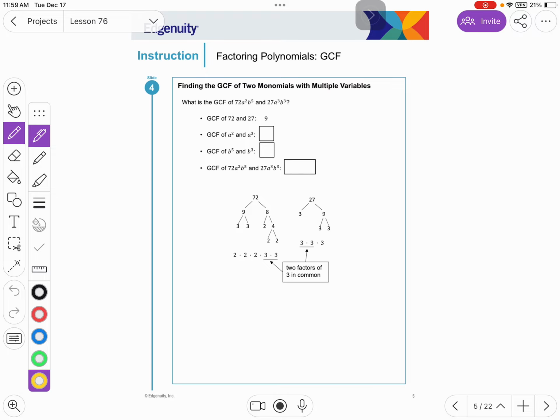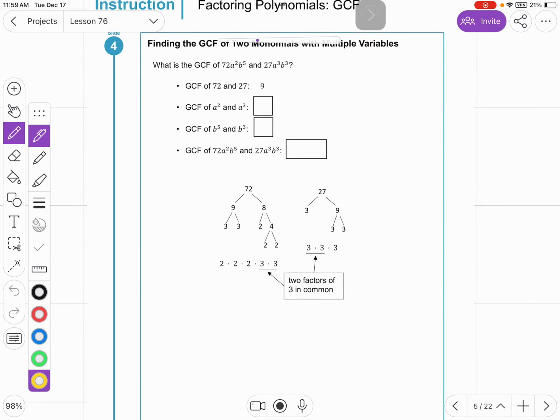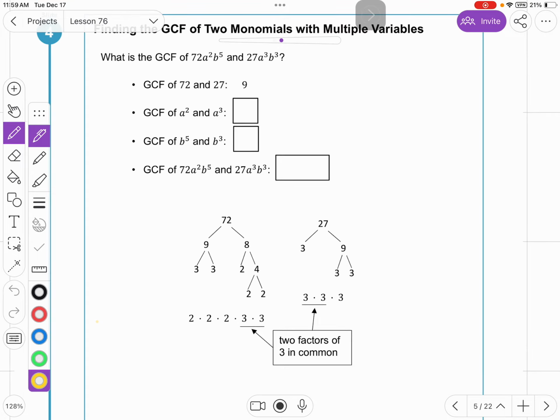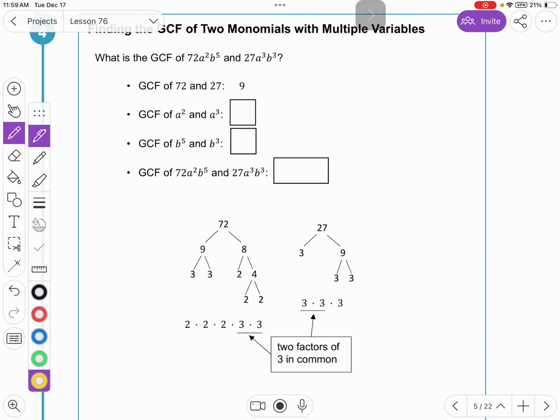What is the GCF of 72a squared times b to the fifth and 27a to the third times b to the third? Okay, well, let's start with the coefficients, right? Let's start with 72 and 27. Let's do a factor tree.